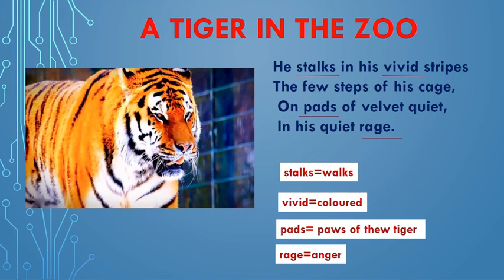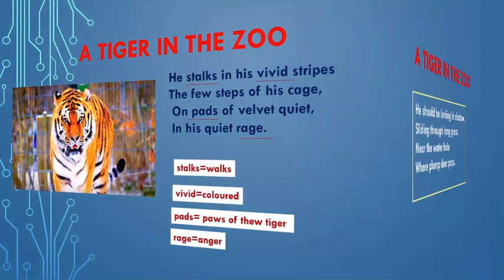Simply walk only six feet or seven feet in the cage. Only a few steps, because there is no possibility to hunt animals. Simply it walks to and fro, on parts of the velvet, quiet in his quiet ways.